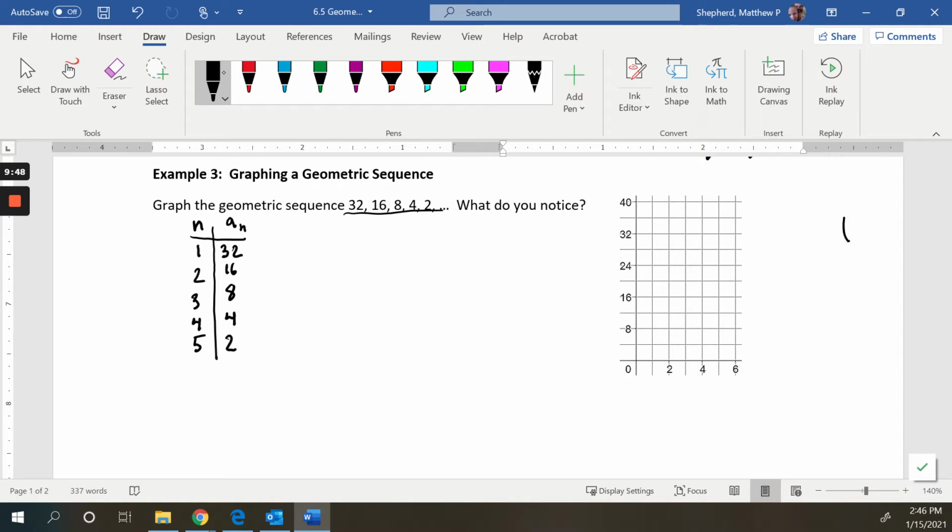So at 1, we're up at 32. Yeah, there we go. At 2, we're at 16. At 3, we're up at 8, at 4, we're at 4, at 5, we're at 2. Now notice the curve that is happening here. We've seen this curve before. This is an exponential decay.